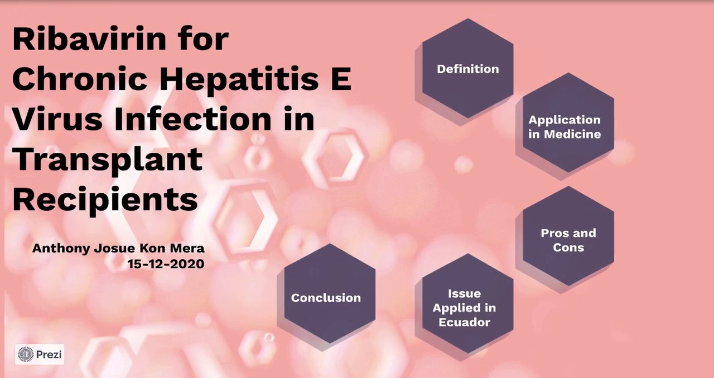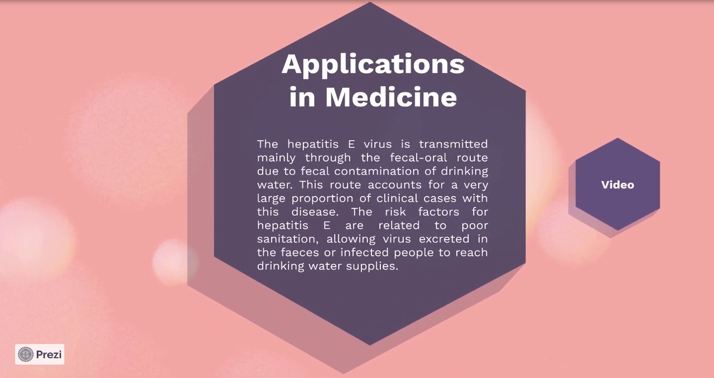Application in medicine. The hepatitis E virus is transmitted mainly through the fecal or oral route due to fecal contamination of drinking water. This route accounts for a very large proportion of clinical cases with the disease. The risk factors for hepatitis E are related to poor sanitation, allowing virus excreted in the feces of infected people to reach drinking water supplies.